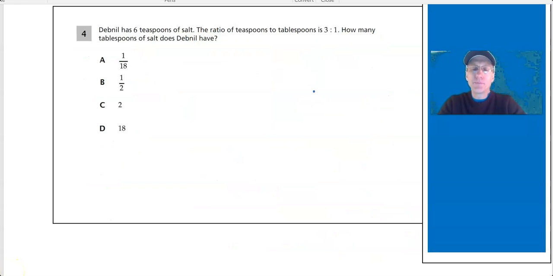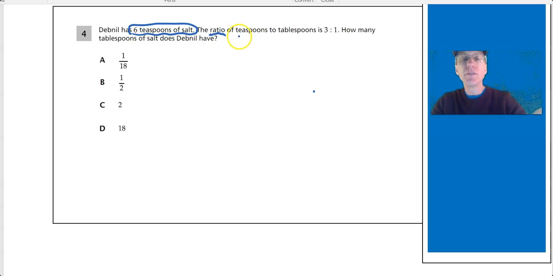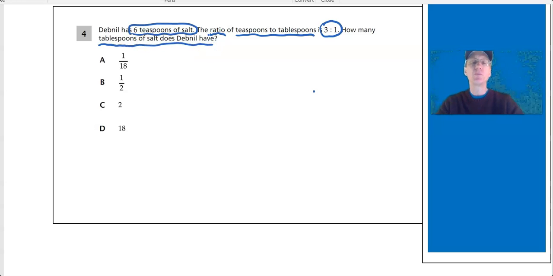This one. Oh, by the way, the previous problem about a triangle and the formula for a triangle, that's 6th grade. That's the first year that you learn how to figure out that formula. So that's really cool in 6th. And this is also cool because this is about a ratio. So it says Deb Neal has 6 teaspoons of salt. Okay. The ratio, so now we know we're talking about ratios, of teaspoons to tablespoons is 3 to 1. How many tablespoons of salt does Danielle have? So we're looking for tablespoons of salt.